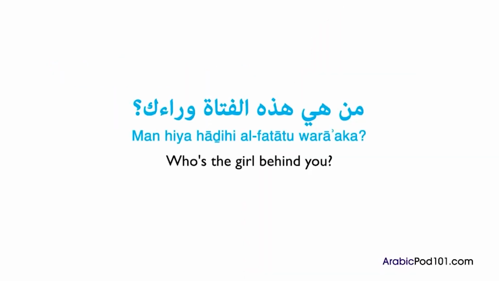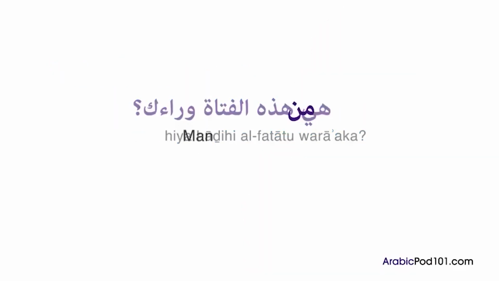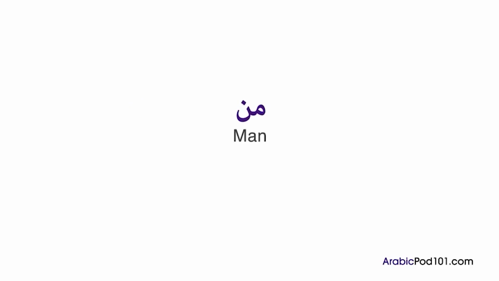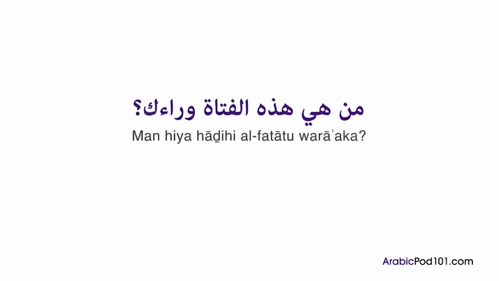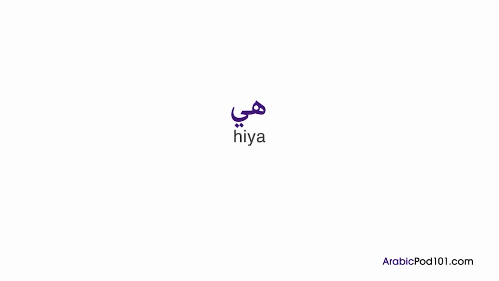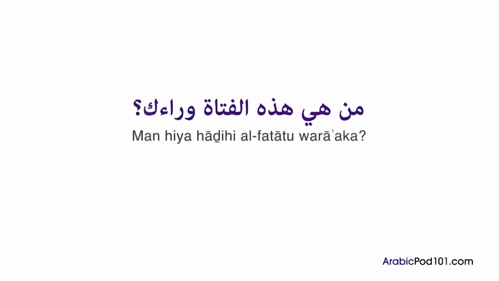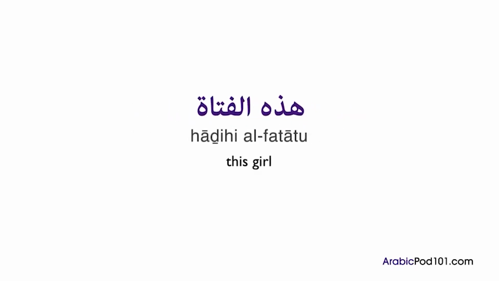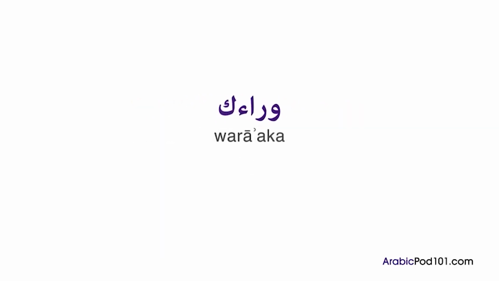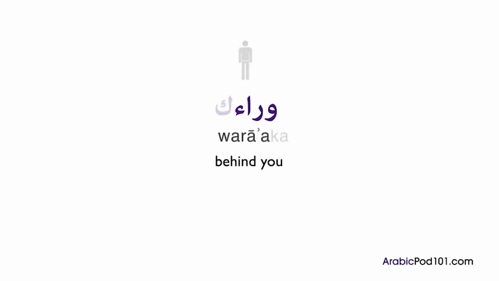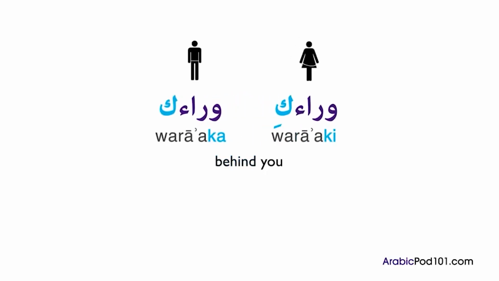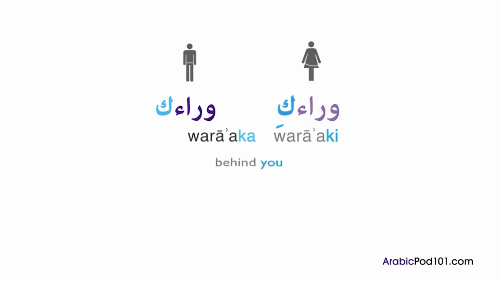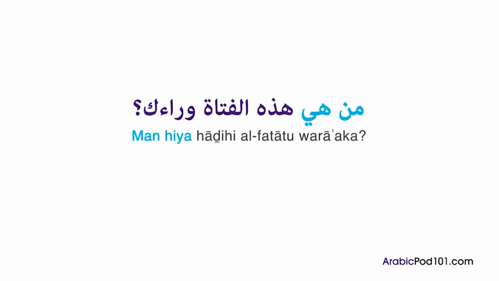So let's break down this question. First we had من, which is the basic translation of who in Arabic. هي is not a verb, but it literally means is she. هذه الفتاة means this girl. And finally وراءك, which is behind you if you are talking to a man. وراء is behind. You add ka or ki depending on the gender for the pronoun you. Altogether it is من هي هذه الفتاة وراءك?